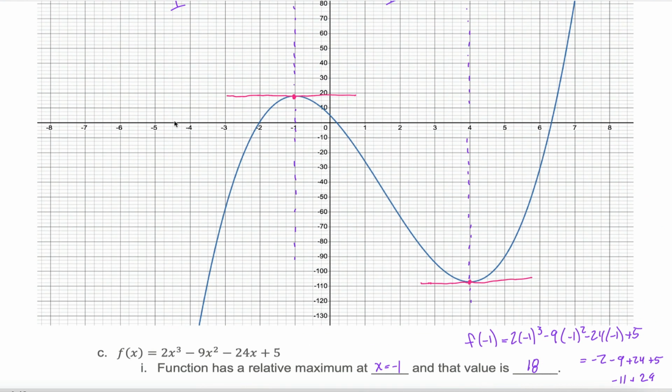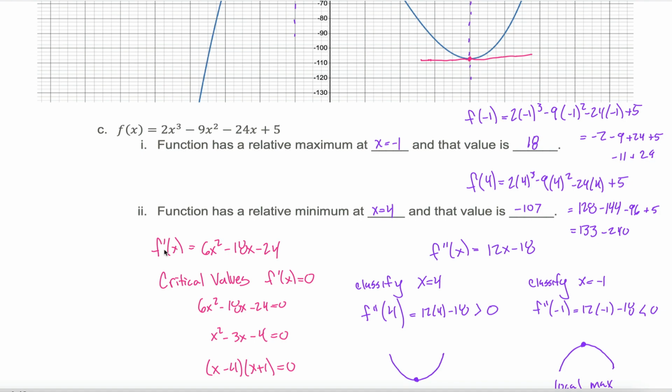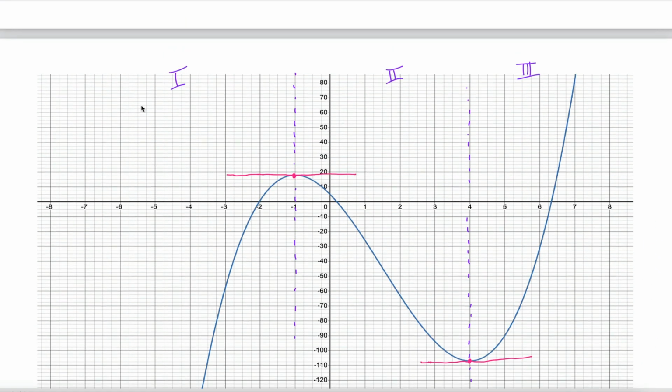Take any value you want from region 1, I don't know, -5 for example, and throw it into the first derivative. Evaluate f prime of maybe -5. If you do that, what you'll see is you get a positive number. What that means is my first derivative is positive over here in region 1. Do the same thing for region 2.